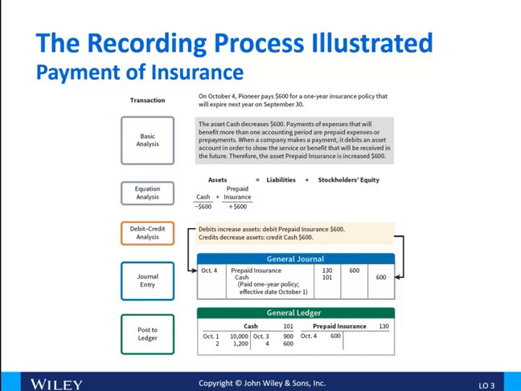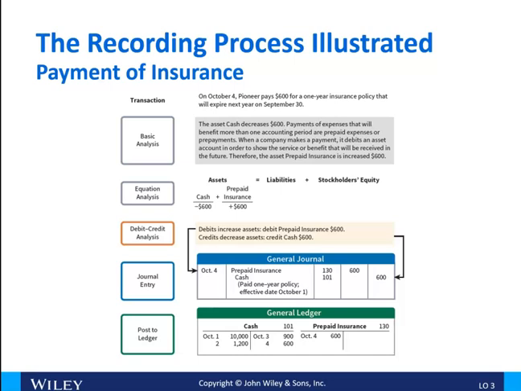Then we pay $600 for a 1-year insurance policy that will expire next year on September 30th. The asset cash decreases $600 because we spent it. Payments of expenses that will benefit more than one accounting period are prepaid expenses or prepayments. When a company makes a payment, it debits an asset account in order to show the service or benefit that will be received in the future. Therefore, the asset prepaid insurance is increased $600.